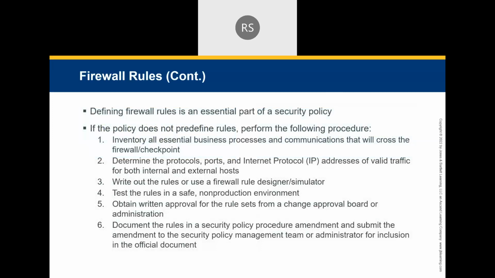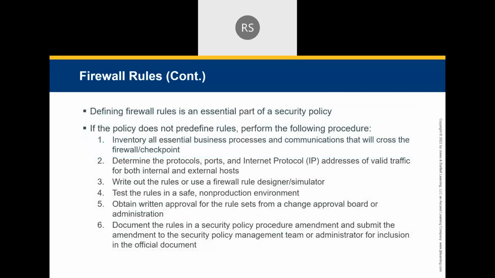Now, defining firewall rules is an essential part of a security policy. If your security policy doesn't predefine rules, you want to follow these steps to establish a secure network. First, inventory essential business processes. Identify and document all essential business processes and communications that will travel the firewall or checkpoint. You want to understand the nature and requirements of each communication flow, because you want to ensure that the rules align with business needs.